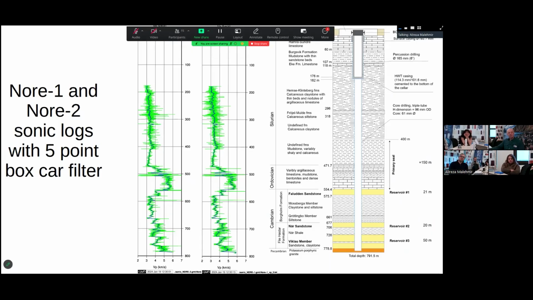So the borehole logs again. The green are the actual logs. The blue is a 5-point boxcar filter of the logs used for calculating synthetic seismograms. We have what we could call the cap rock down to about 500 meters. Then we have a limestone which gives this strong increase in velocity. And then we have a series of sandstones and shales going down. And it's these that were actually of interest for the investigation.